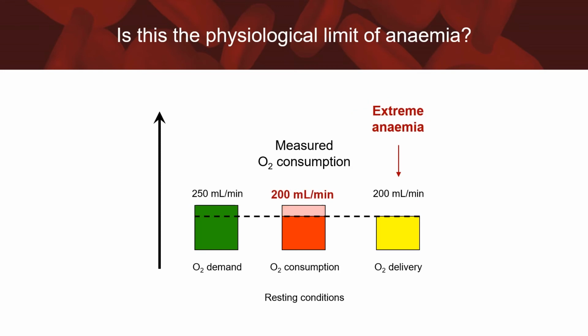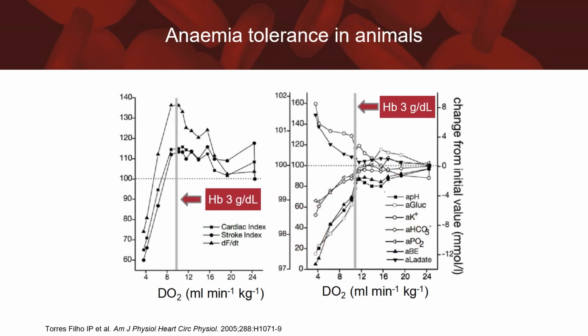If the hemoglobin concentration falls below this limit during extreme anemia, you will also see a decline in oxygen consumption, since only the oxygen that is delivered can be consumed, and oxygen demand, of course, will remain above these two limits. As a consequence, there will be an extensive oxygen debt that is accumulating during the time that the oxygen delivery is below the oxygen demand. This can be measured in animal experiments.